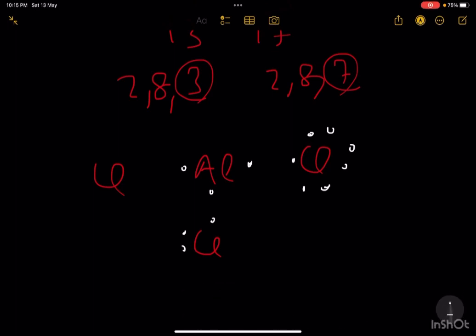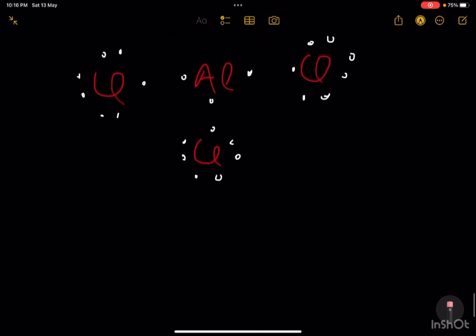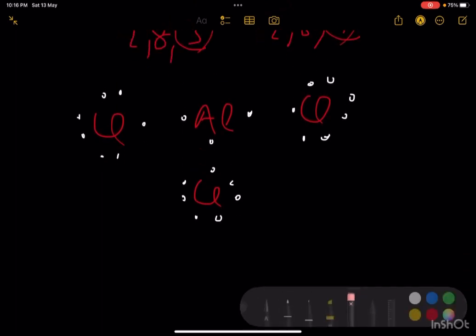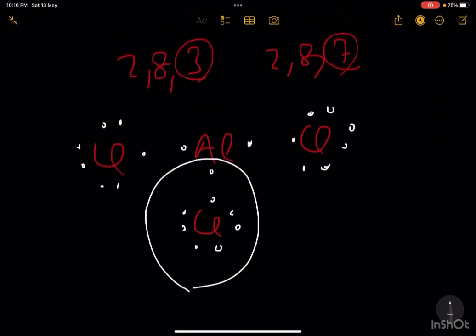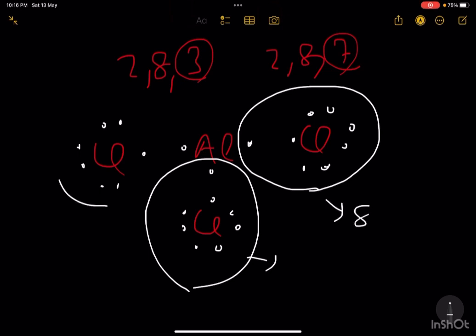Similarly, here a bond is formed. Then over here a bond is formed. So now AlCl3 is formed. You see, chlorine has 7 electrons, and with this electron of aluminum attains octet. This chlorine has 7 electrons in its valence shell, and with this electron of aluminum attains octet.